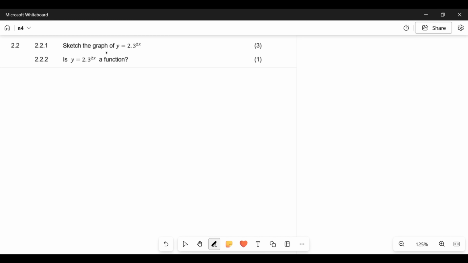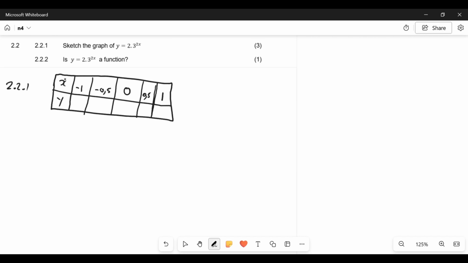So 2.2.1, they want us to sketch the graph of y is equal to 2 multiplied by 3 to the power of 2x. This here, guys, is an exponential graph. How do you know? Because x is the exponent there, just in case you can't figure it out. So for the exponential graph, in order for you to draw it, I always recommend that you use a table, even though they do not mark the table, it's easier that way. So let me first create a table, and then let's draw our graph.